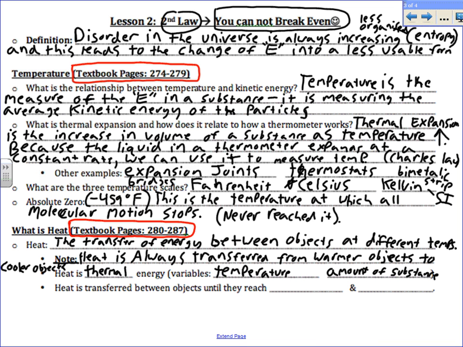Heat is transferred between objects until they reach thermal equilibrium. Equilibrium, okay? And what this means is same temperature. So it's going to keep transferring until what feels hot to you feels the same as what feels cold to you. Okay? So that's about the transfer of heat.